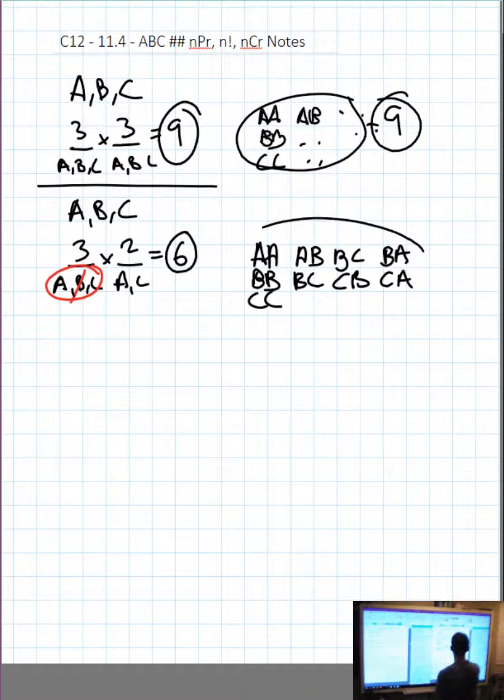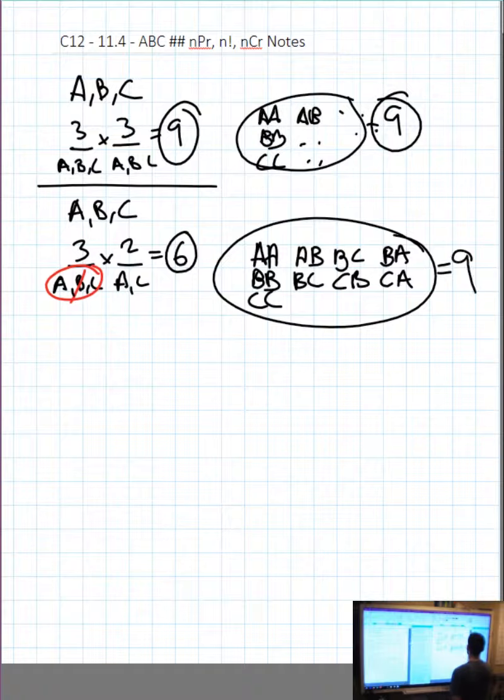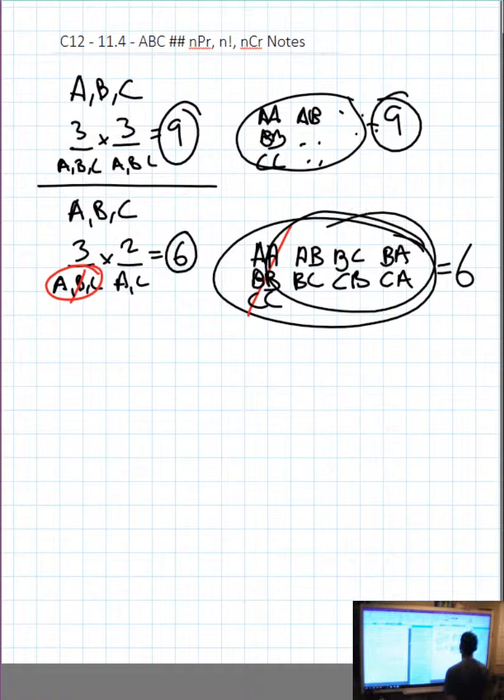Where there used to be 9 examples, but now I'm not allowed to repeat. So I don't have the first 3. So I no longer have 9. I've erased the 9 off to the right, and now we have 6 examples. Where the particular order matters, and AB is different than BA, etc. So now let's take a look with permutation notation.